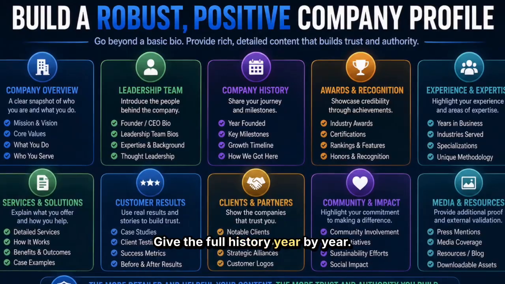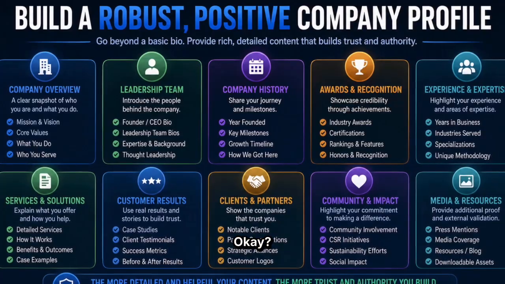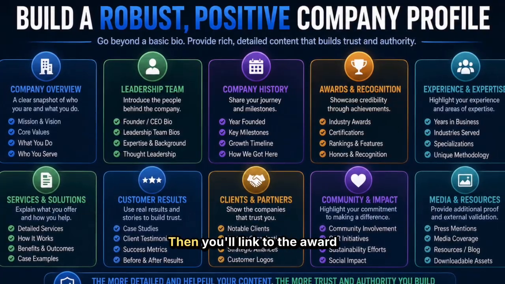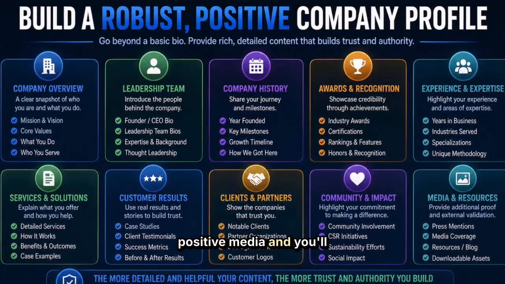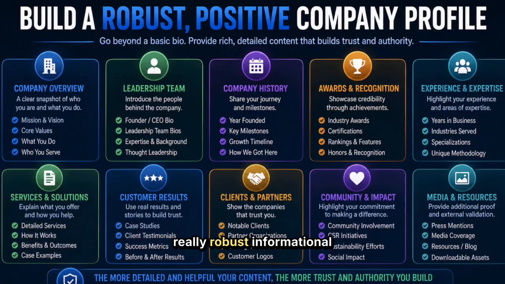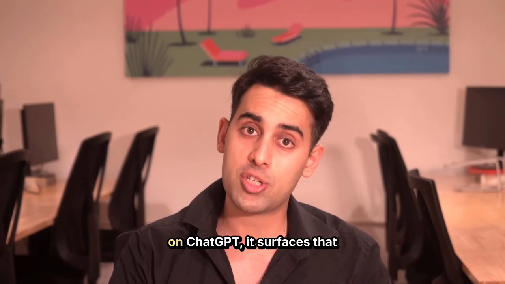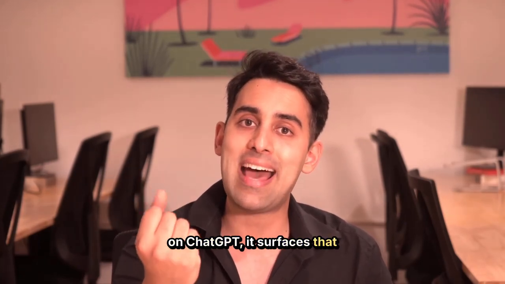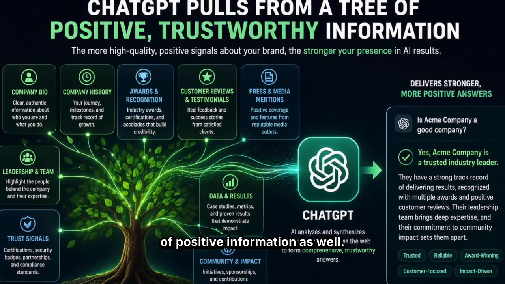Give the full history, year by year, break them down in H2 text, okay? And then you're going to go into awards. Then you'll link to the award sites, and then you'll link media, and you'll link to the positive media, and you'll create a really, really robust informational profile on your company so that when a user searches on ChatGPT, it surfaces that information and it pulls in the tree of positive information as well.